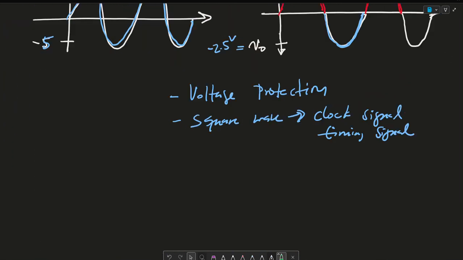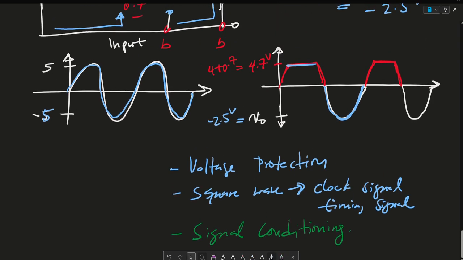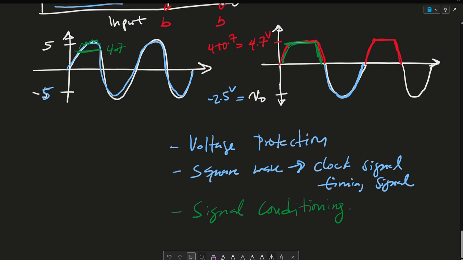Lastly, if we notice that there's a certain part of our waveform that generates a lot of noise, we can use this for some type of signal conditioning, right? So if we notice that there's a lot of noise once we get to a certain level, like 4.7, we can use this circuit to cut out that noise and clip that noise, so we get a little bit less of a noisy signal. So these are just a few applications you can use this for.